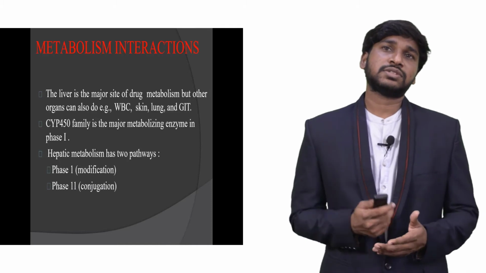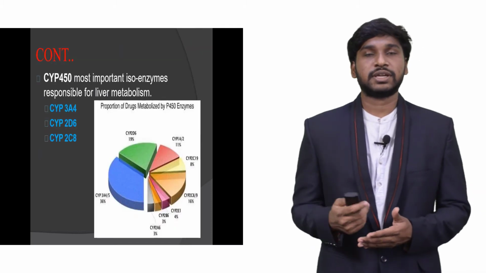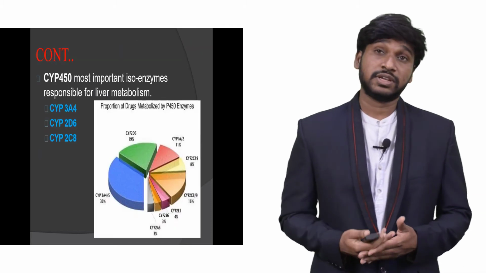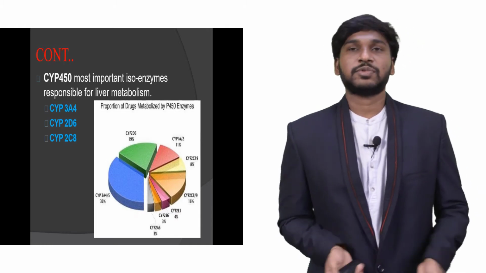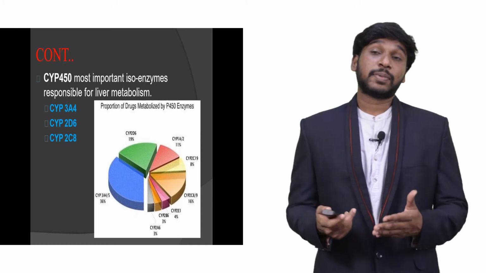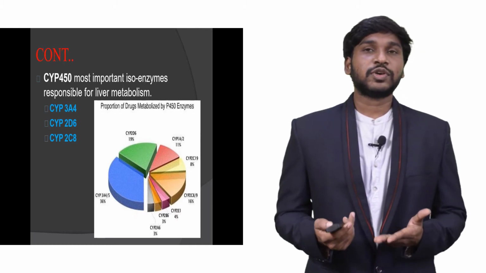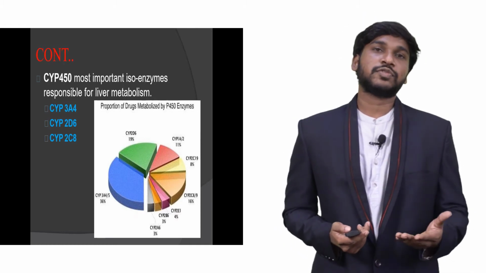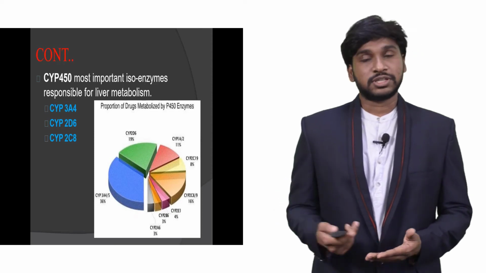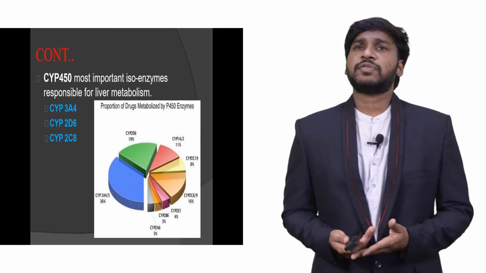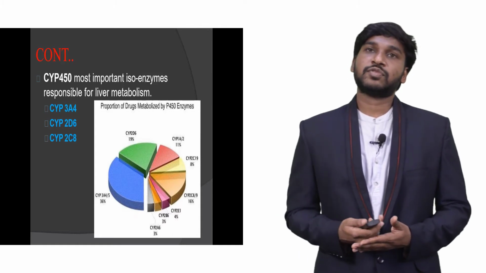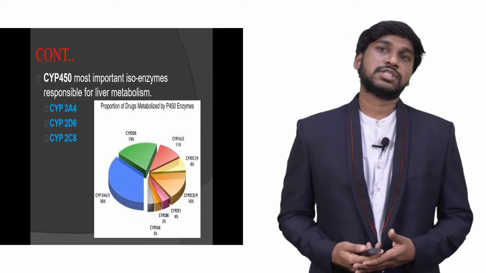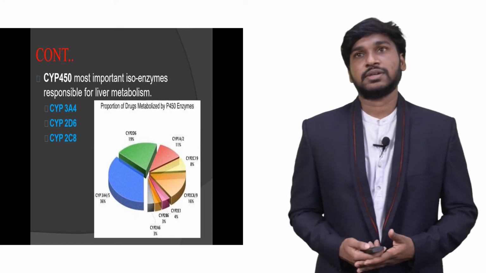Whenever your drug finds a suitable substrate, a suitable binding site, and binds to the CYP450, this CYP450 immediately eliminates the drug from your body. Hepatic metabolism can also occur in two phases, phase 1 and phase 2. Phase 1 is modification and phase 2 is conjugation. The CYP450 family has some isoenzymes: CYP3A4, CYP2D6, CYP2C6, 2C8.